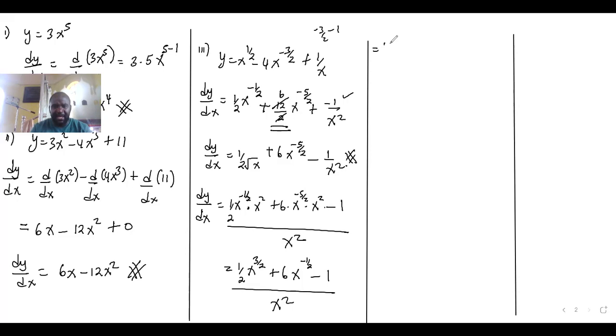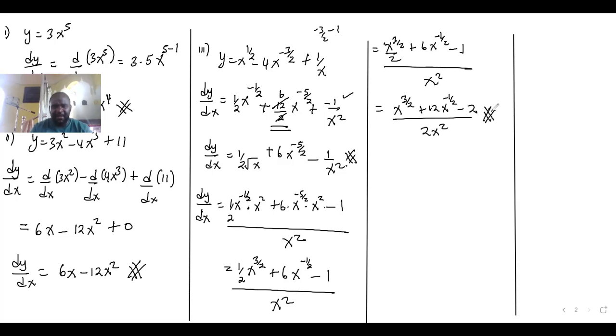So dy dx can be x to the power 3 over 2 plus 6 of x power negative a half minus 1, but here there is over 2 and there is over x squared. I can still make the numerator have a common denominator, which becomes x to the power 3 out of 2 plus 12 x to the power negativity of a half minus 2. All this is divided by 2x squared. Hashtag, this can also be a solution. So they can ask you to prove that. So it is okay. You have only one step.